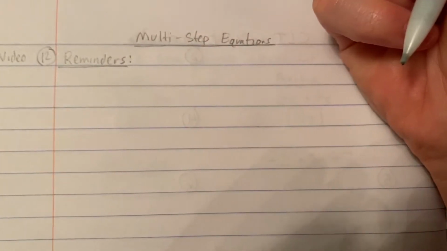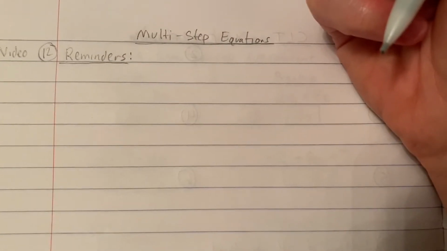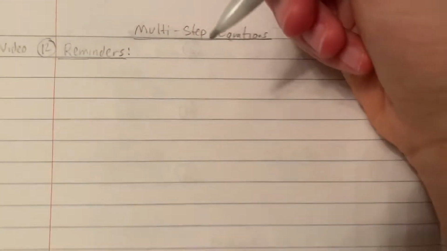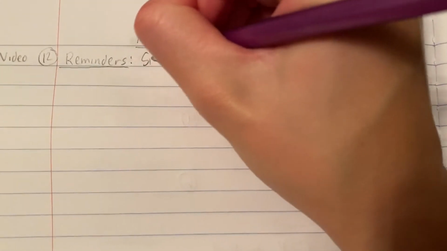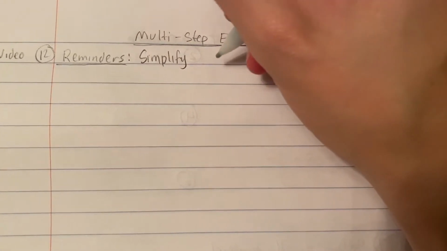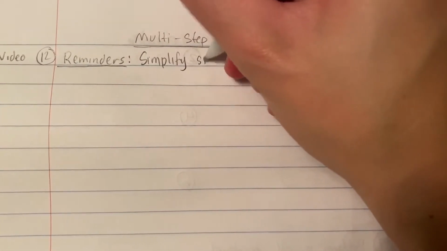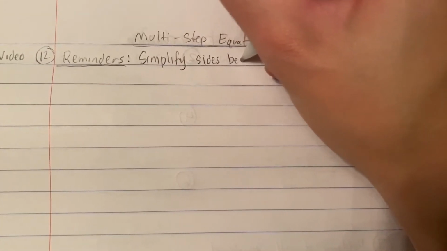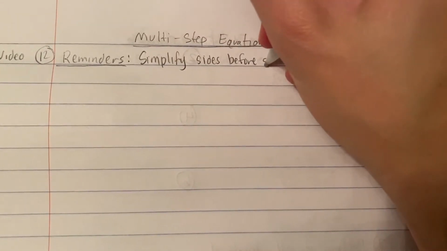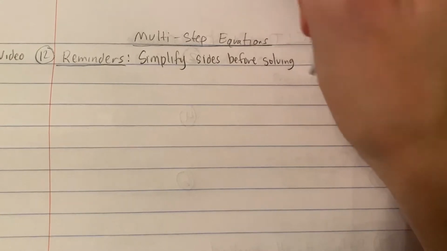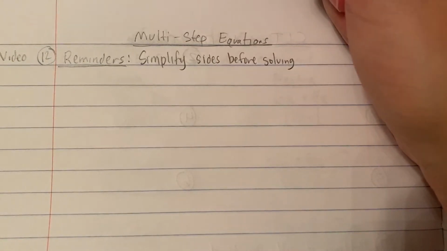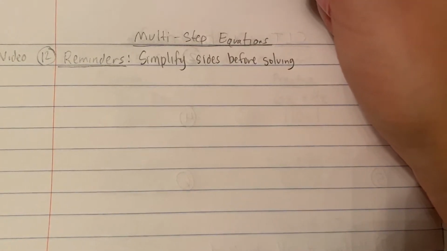Okay, and this one's kind of new. Before you start solving, before you start like subtracting 5 from both sides or doing anything to both sides, you need to simplify each side, okay? So simplify sides before solving. You're going to make sure each side of the equation, the right side and the left side, are both as simple as they can possibly be. You'll see what I mean.